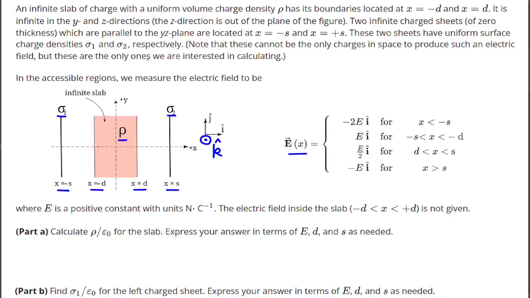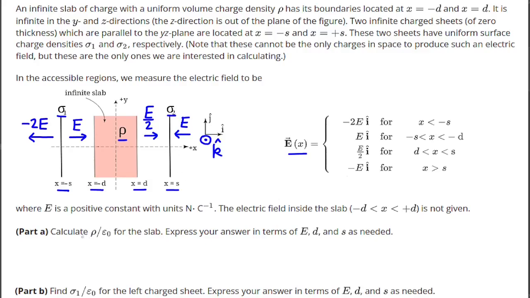So we have an electric field of minus 2E in the negative x direction to the left of this plate, and between a plate and a slab, the electric field is positive E, and between the other plate and the other slab, we have the electric field being E on 2, and minus E to the right of this plate.